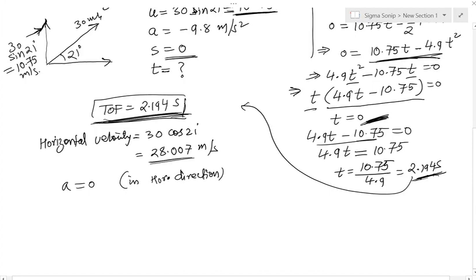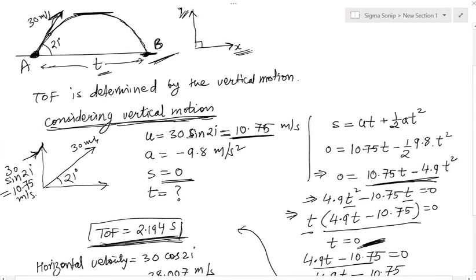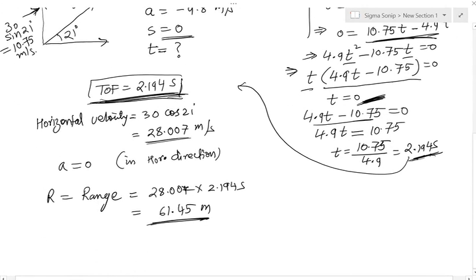All we need to find is how much horizontal distance is traveled by the object, and that's your range, which equals velocity times time. So 28.007 times 2.194 seconds, and that gives you 61.45 meters. And this is the range, so this basically is the distance that the object would cover on the ground. So the distance from A here to B here will be 61.45 meters.